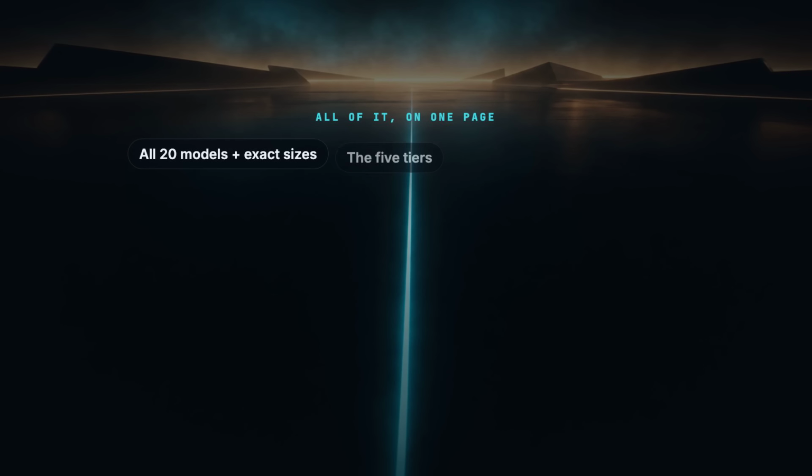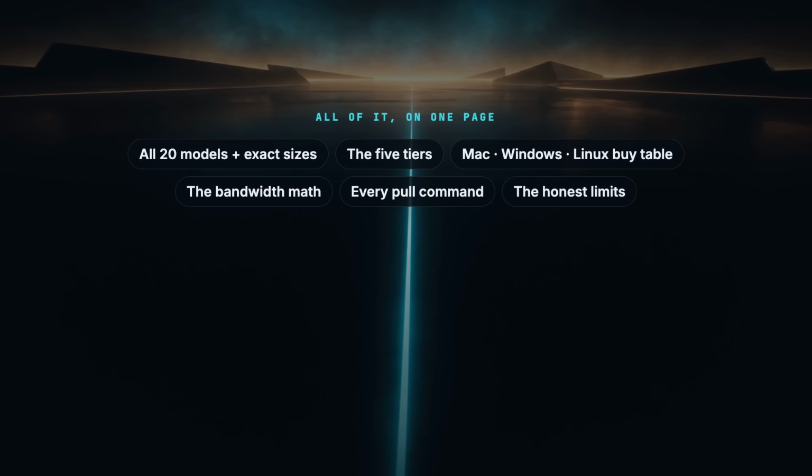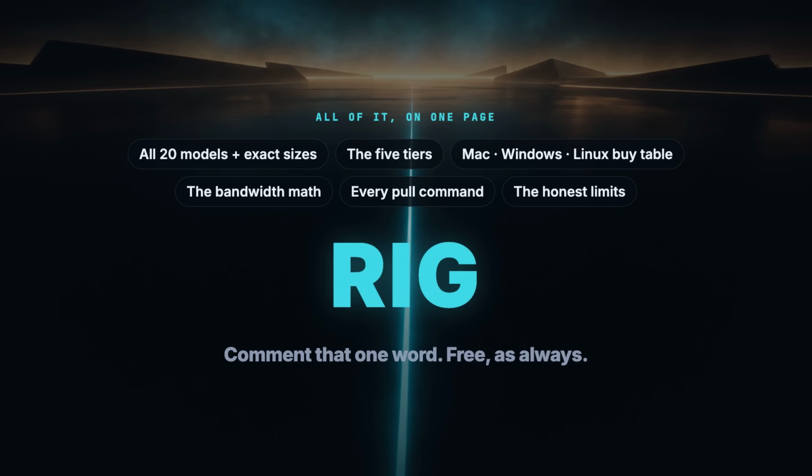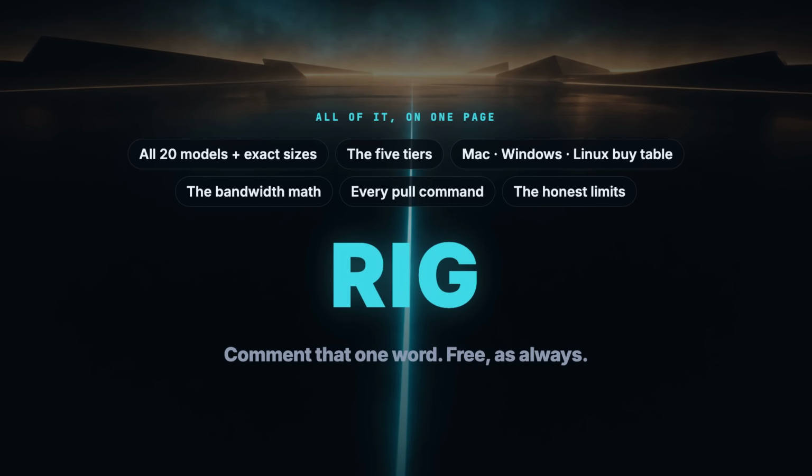I put all of it on one page. All 20 models with exact download sizes, the 5 tiers, the buy table for Mac, Windows and Linux with prices, the bandwidth math, the exact pull commands, and the honest limits, so you know what not to expect.